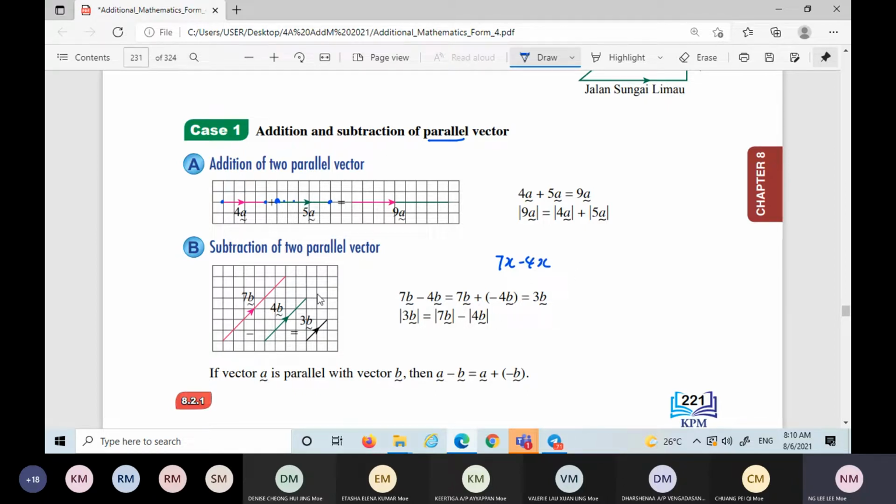But the concept wise is like this. The magnitude of 3B is equal to the magnitude of 7B minus the magnitude of 4B.